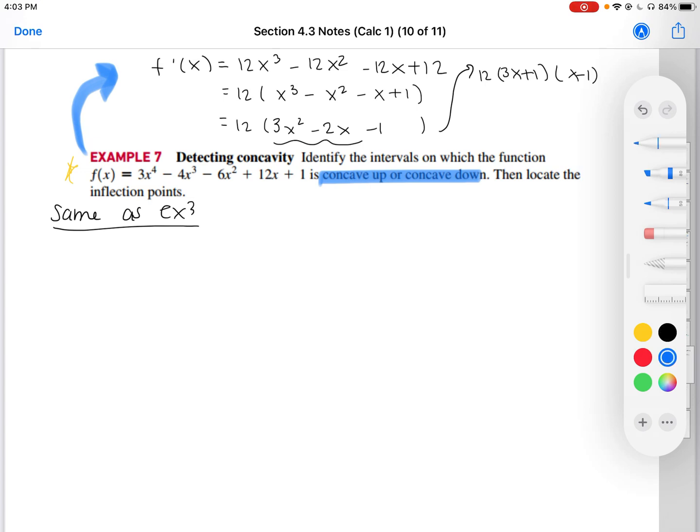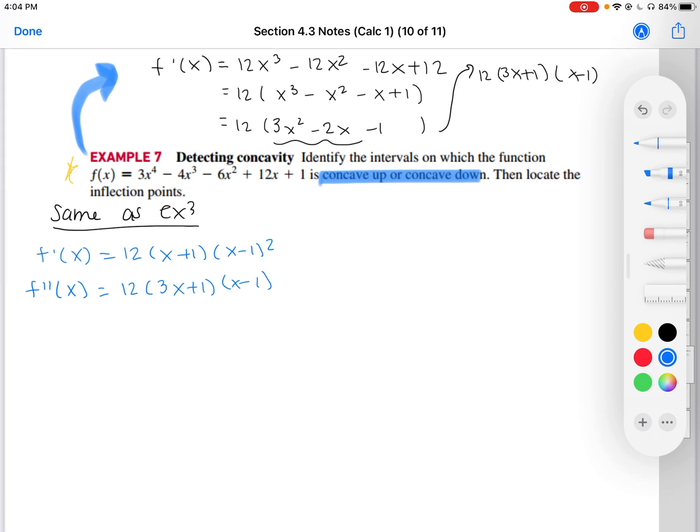So let's write those down. Our first derivative from example 3 we said was 12 times x plus 1 times x minus 1 squared. And our second derivative, which we could have gotten from the first derivative, but since we factored it, I didn't want to use product rule, so I took the derivative again and just followed using power rule. Our second derivative is 12 times 3x plus 1 times x minus 1.